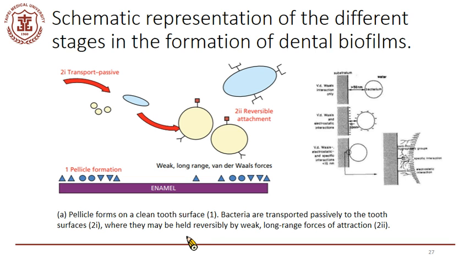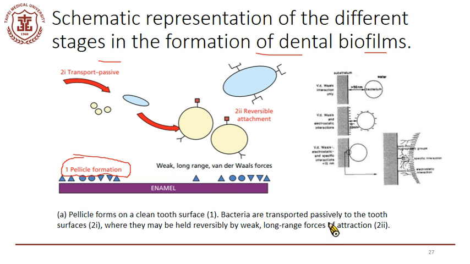I already explained this in the previous presentation, but in a different way that I think is easier to understand. We will have a schematic representation of the different stages in the formation of dental biofilm. As we were saying, in step 1 we have the enamel and pellicle formation. That means you have the fluoride, some nutrients from food that you eat, and the saliva on the enamel, and that will create a pellicle on the enamel.